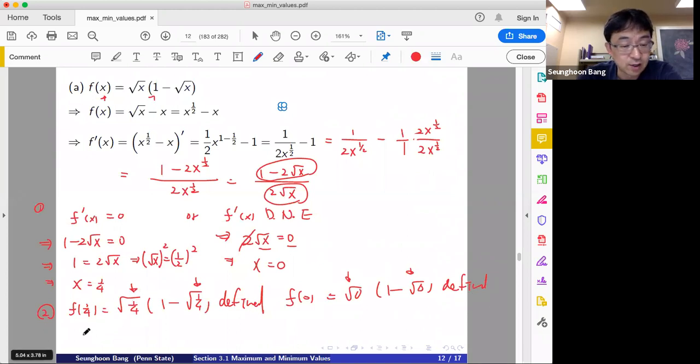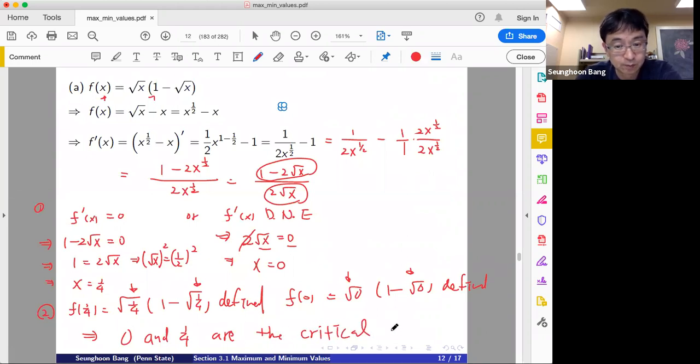Was it like a final answer? The final answer is 0 and 1 over 4 are the critical numbers of function f. That's it. This is the whole idea for solving this kind of problem.